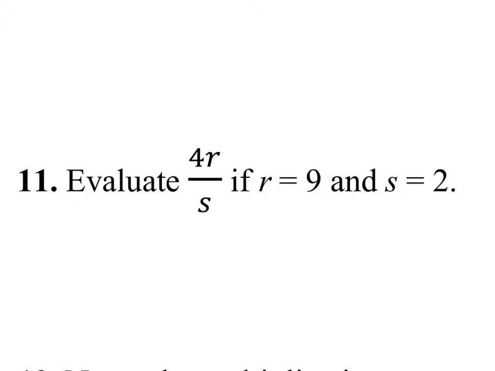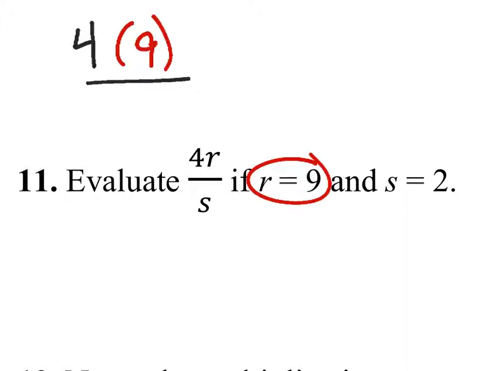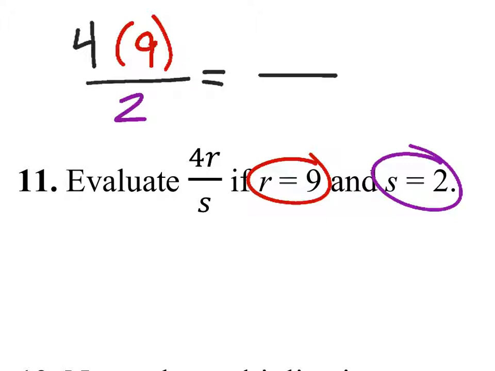So on these, I got 4 times r, and r we can see right here. It's a good old niner. And the s is a 2. So I'm going to do the multiplication of the numerator right here. 4 times 9, 36. And then this is all divided by 2.